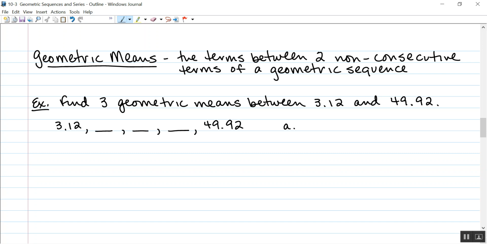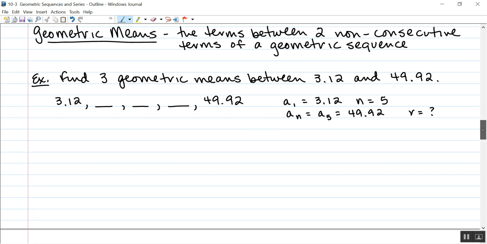I do know that a sub 1, my first term, is 3.12. I do know that n is 5. I have 5 terms in this sequence. And I know that a sub n, my nth term, is a sub 5, the fifth term, which is 49.92. But I don't know my common ratio, but I can figure that out.